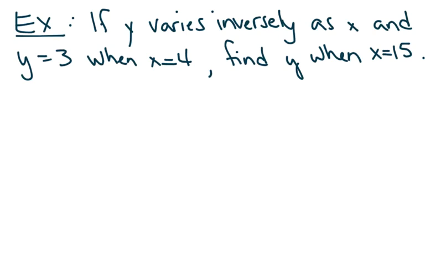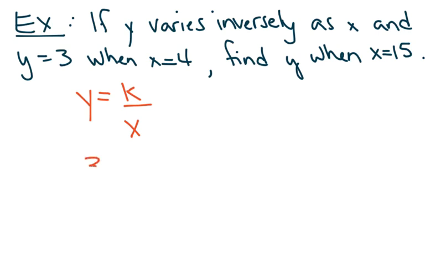So let's look at this problem. If y varies inversely as x, and y equals 3 when x equals 4, find y when x equals 15. So they didn't say anything about performing any other operations on x, so we're not squaring, cubing, or square rooting it, none of that. So we're just going to use y is equal to k over x.